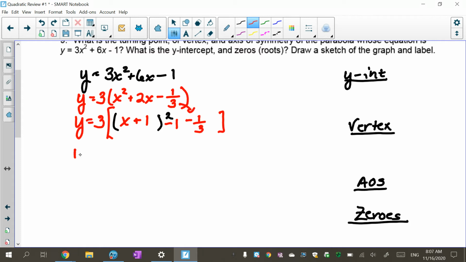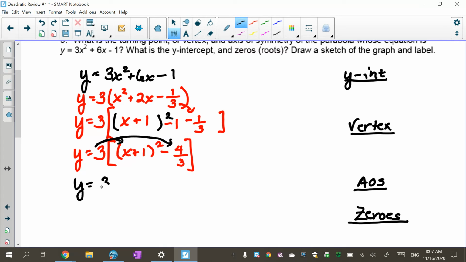So this is just a refresher because I wanted to at least do one before you took your quiz. So 3, big bracket, I have (x + 1) squared. And when I put -1 and -1/3 together, I get -4/3. Now I'm going to distribute the 3. Remember, when you distribute the 3 in front of the parabola, you just throw it in front of the parentheses. And 3 times -4/3 is going to be -4.